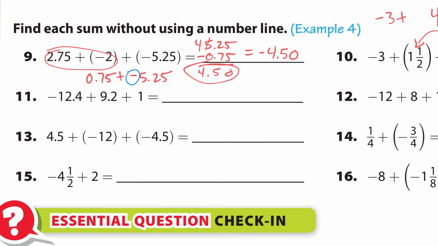For this one here, I think I'll just subtract them. They're different signs. Negative 12.4 plus 9.2, you end up subtracting, and it's negative. So 12.4 minus 9.2 is 3.2. So negative 3.2 plus 1 is negative 2.2. That is the answer for that one.